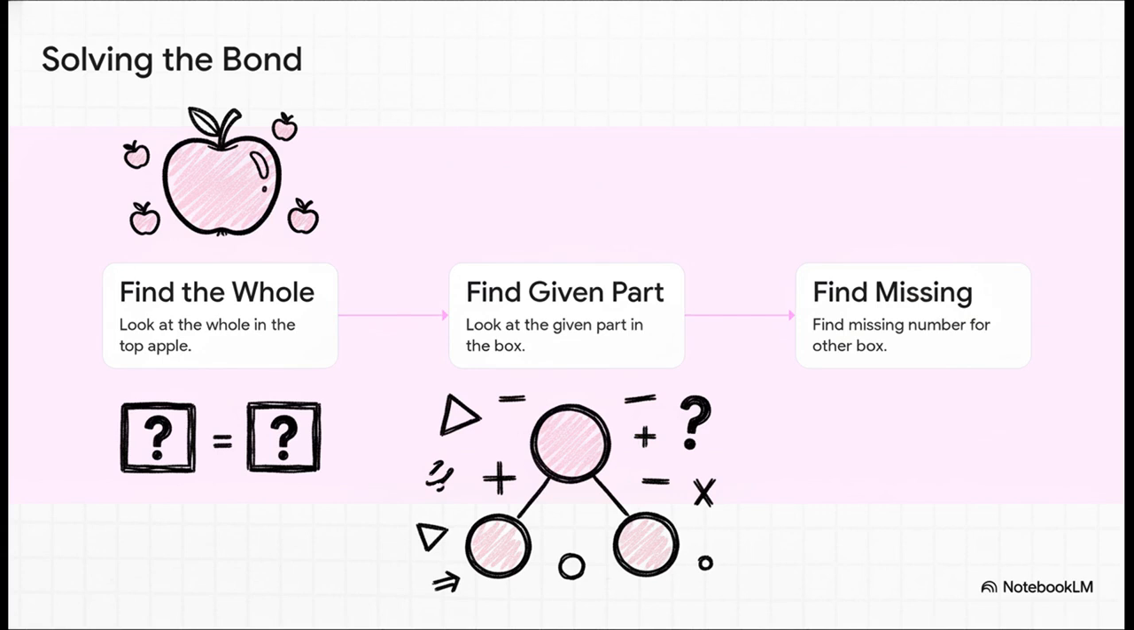Step 1, they look at the whole in the top apple. Let's say it's 15. Step 2, they look at the given part in the left box, say 4. Step 3, they must find the missing difference for the right box. They aren't just memorizing here. They are executing a deliberate, multi-step analytical process, relying on that visual hierarchy to guide their thinking.